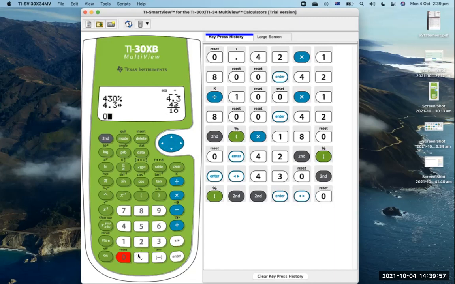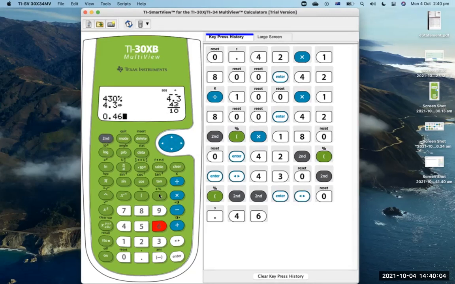If you have a decimal, let's say 0.46, and you want to change that to a percentage, see that button on top of the right bracket? If you press second, right bracket, see how it says an arrow to a percentage? You press enter, and it'll change it to a percentage straight away. Just a fun fact.